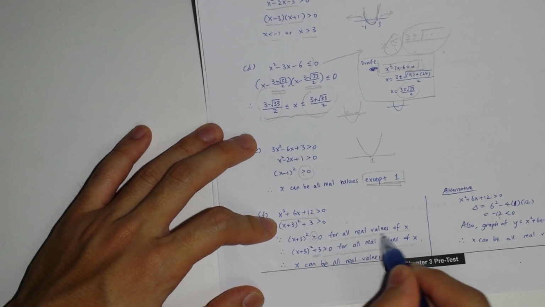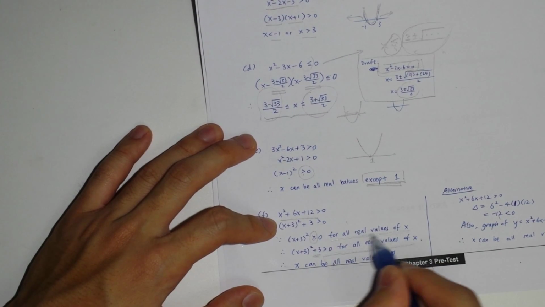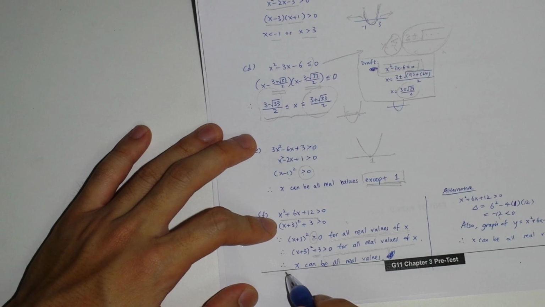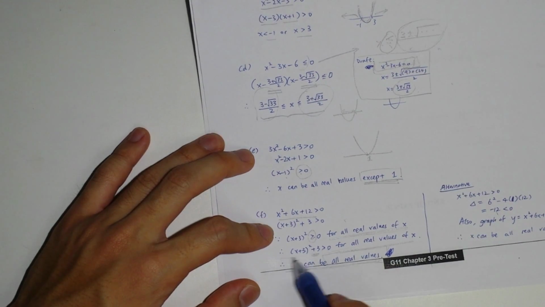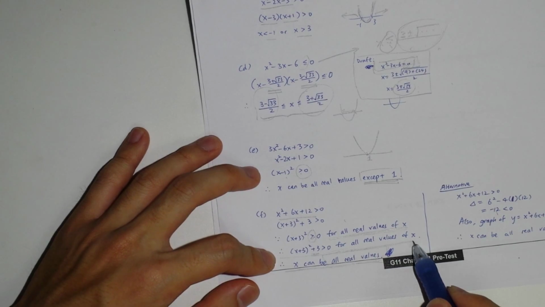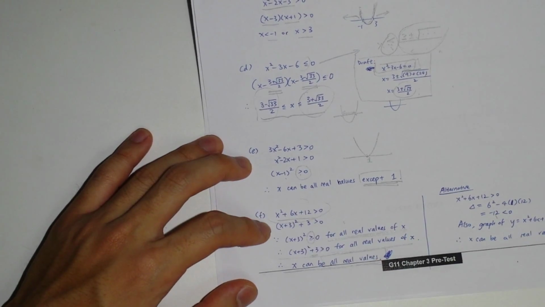Now, these two are very key parts of these solutions. Okay, and then claim that the final answer is x can be all real values. State it again to be very clear in answering the question, because if you only stop here, you are not actually answering the question to the original inequality.